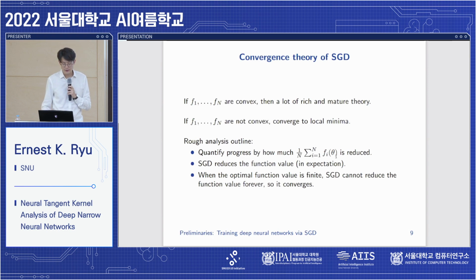And then we recognize that SGD reduces the function value in expectation. And in most machine learning and deep learning applications, the loss values are usually lower bounded by 0. Usually loss values are non-negative, and therefore the optimal value is non-negative. It's lower bounded. So that means SGD cannot reduce the function value forever, and that will necessarily mean that the iteration converges in some sense.